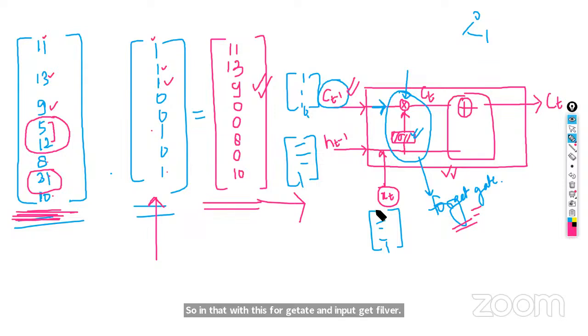Is that clear, guys? Any issue to understand this internal functionality, how these gates will work? Welcome, guys. Welcome. Yes. So this is how this forget gate, input gate will work.